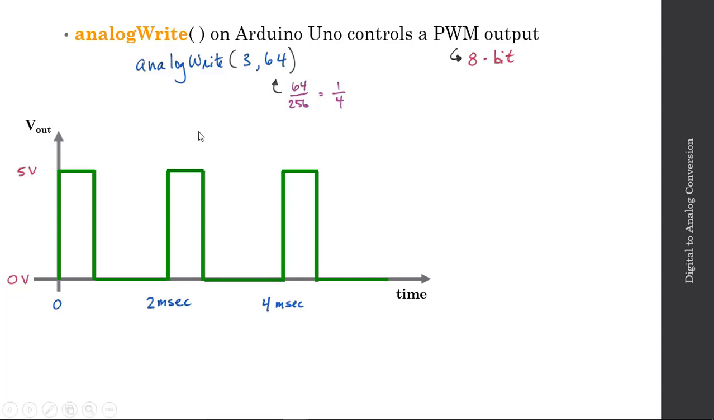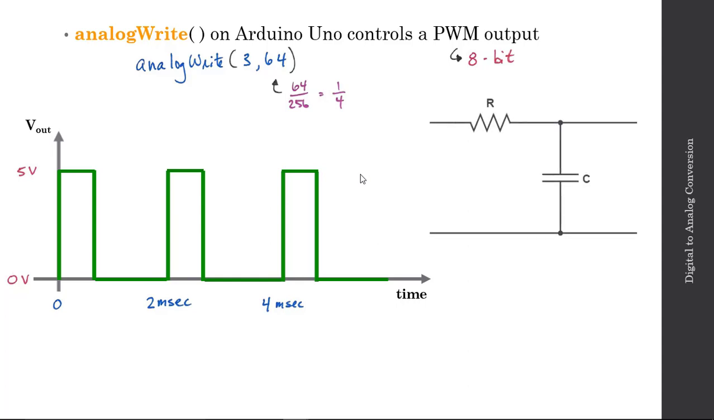But this is clearly not an analog signal that we'd expect to get out of a digital to analog converter. This is a pulse width modulated digital signal. So the question is, how do we get this analog signal out? And the way we accomplish that is to send this pulse width modulated train through a low pass filter.